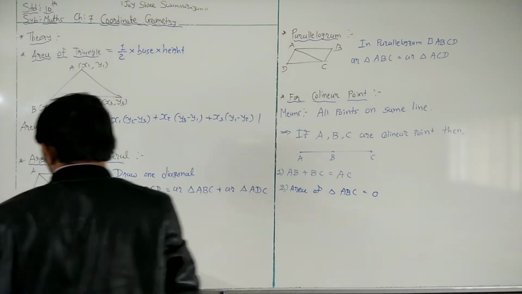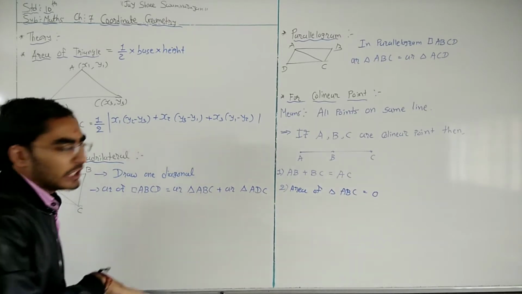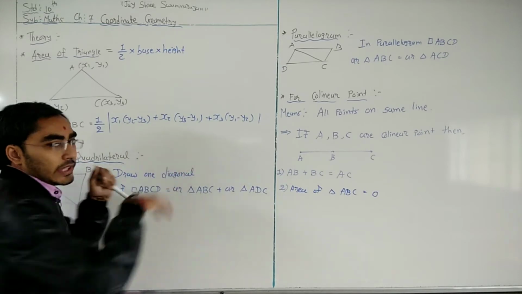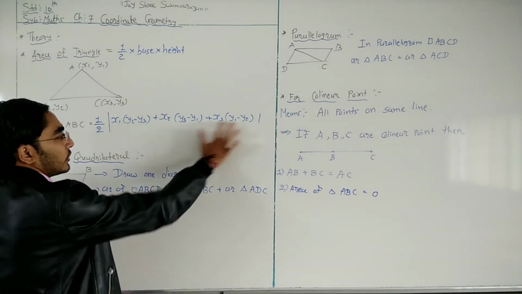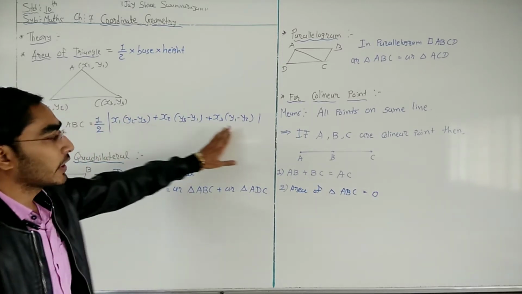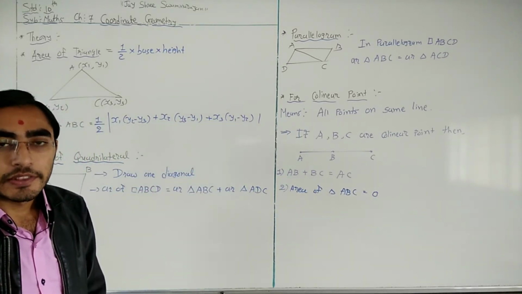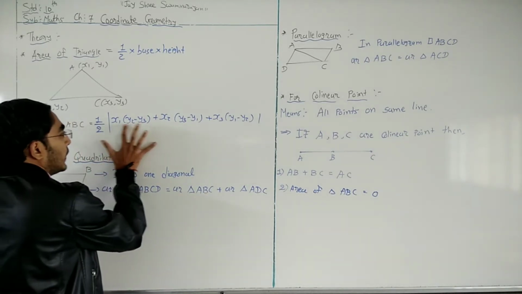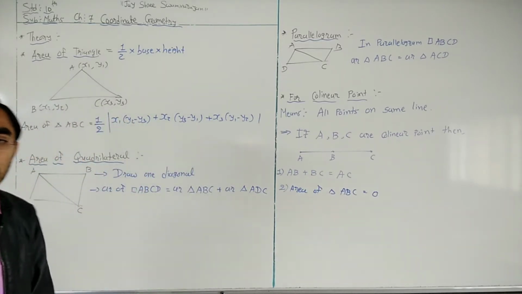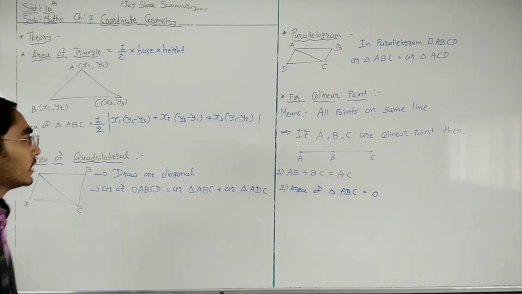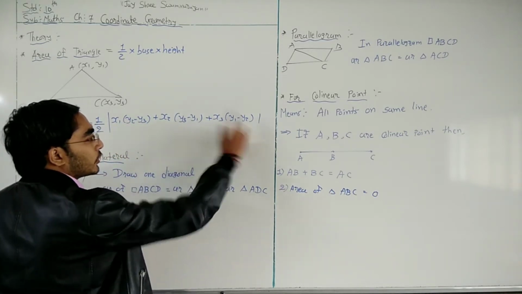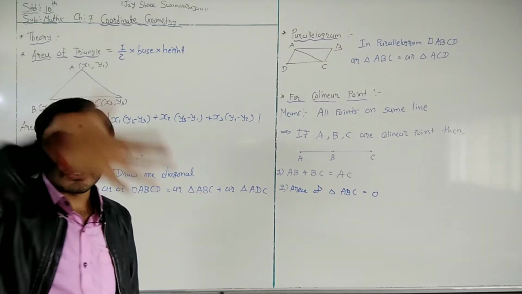Now here, one sequence is there. Outside the bracket x is there, and inside the bracket only y is there. How to learn this formula? Outside the bracket x, inside the bracket y. Now we need to follow the sequence: 1 2 3, 2 3 1, 3 1 2. In this way you can easily remember this formula. 1 2 3, 2 3 1, 3 1 2. Outside the bracket x, inside the bracket y.